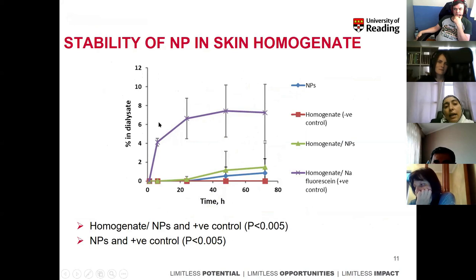The nanoparticles were incubated with the skin homogenate and dialyzed against phosphate buffer. And these nanoparticles are labeled, so the fluorescence intensity of the dialysate was checked over time to check if there is any release of the fluorophore from the nanoparticles, which indicates the destruction or release of the nanoparticles due to the incubation with skin.